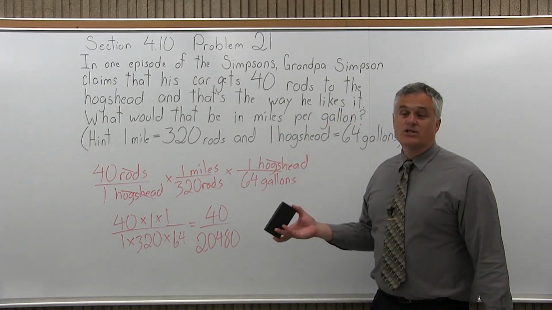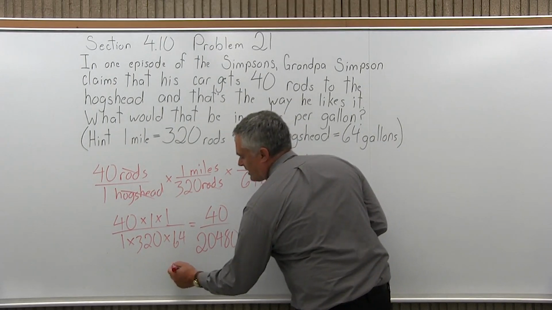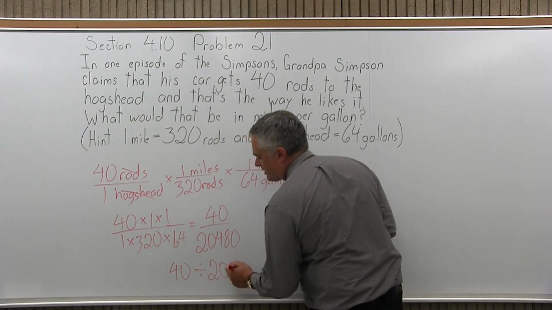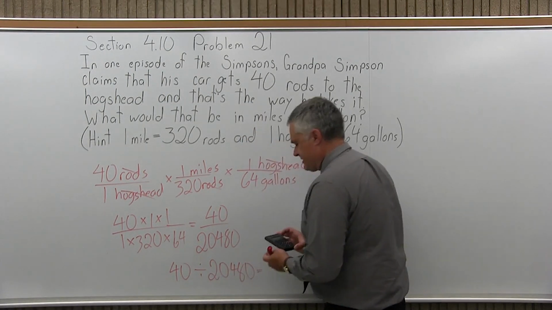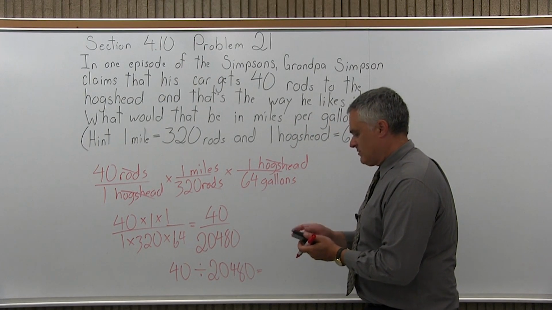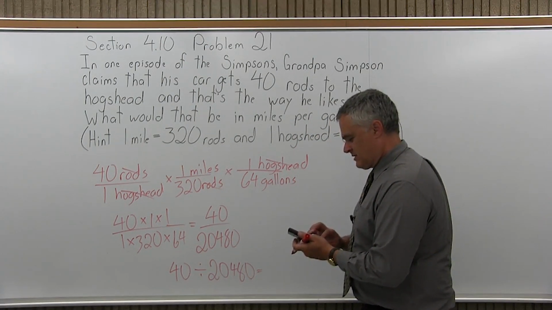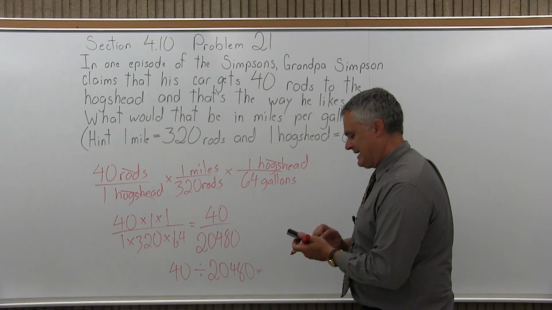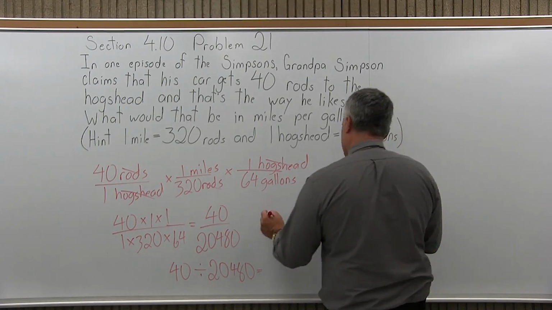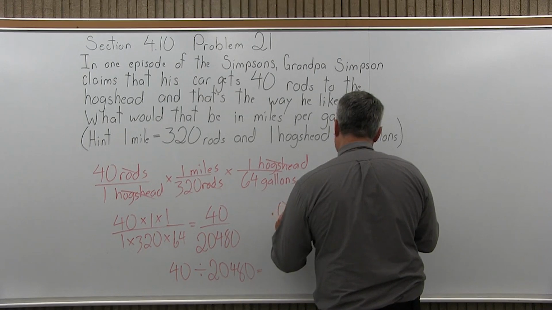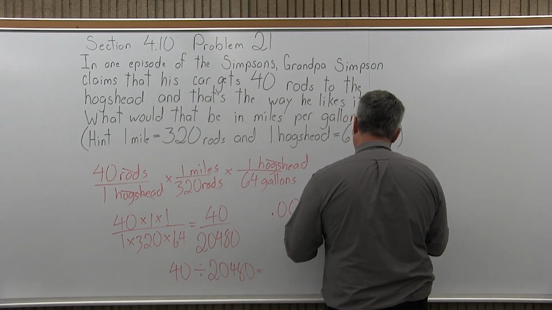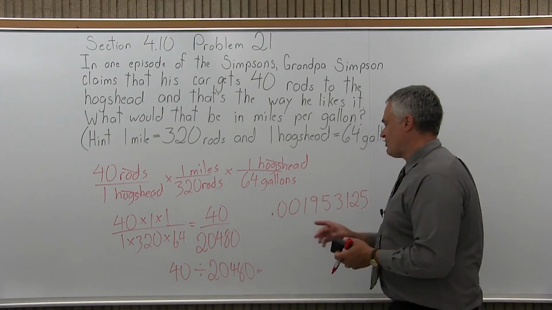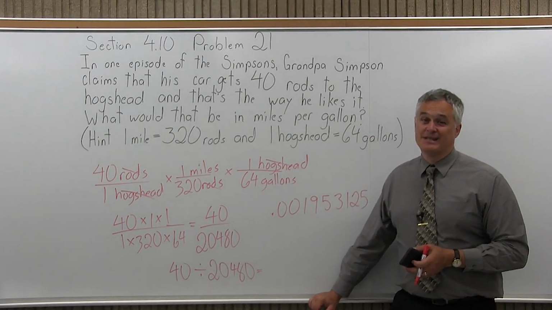So now, since that's a fraction, it really represents a division. Again, with my calculator, I want to enter the numerator first, 40 divided by the denominator, 20,480, and I'll hit equals. So 40, got to put the numerator in first, 40 divided by 20,480 gives me a very tiny decimal, 0.00195325. So 0.0019 something miles to the gallon.